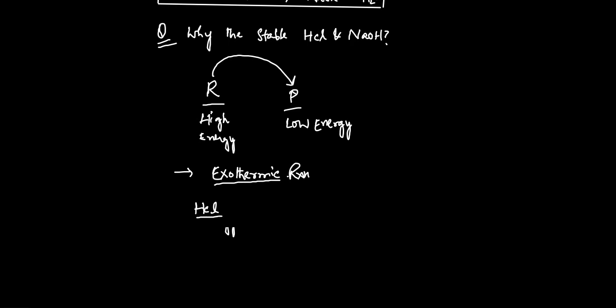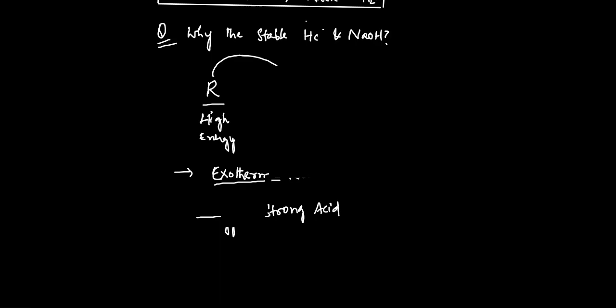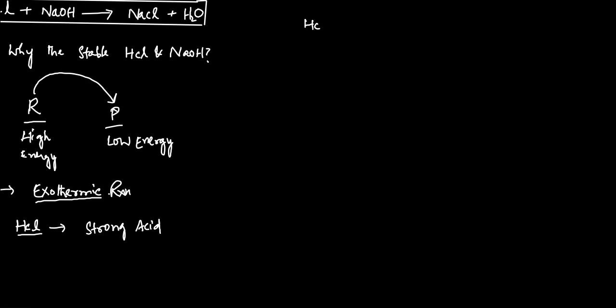HCl is a very strong acid, as we know. Yes, it's a very strong acid, and it has a tendency to give hydrogen ions very fast whenever it's present in a solvent, for example in water. So it is always present as H+ and Cl- ions.